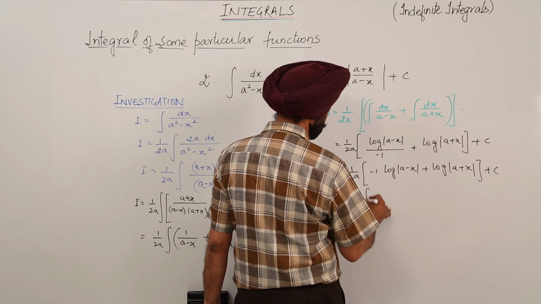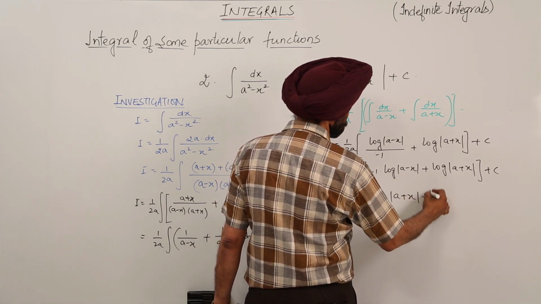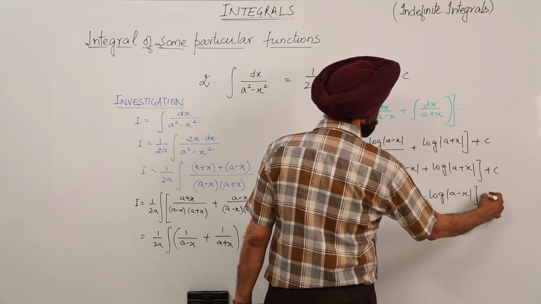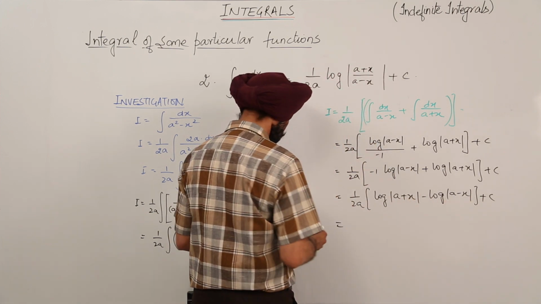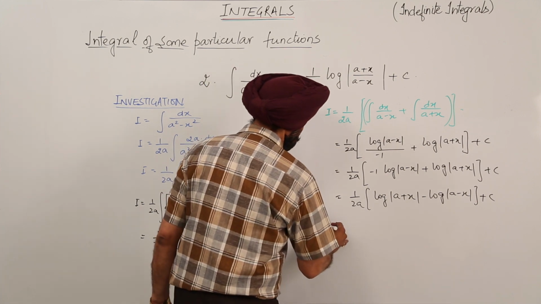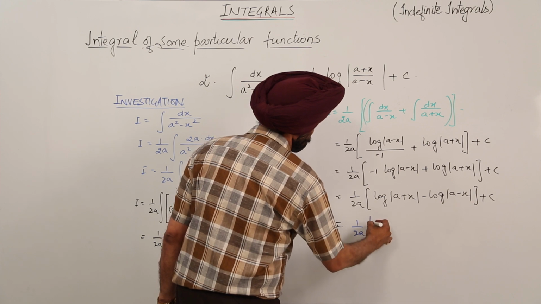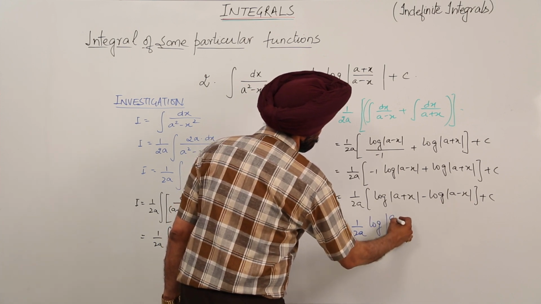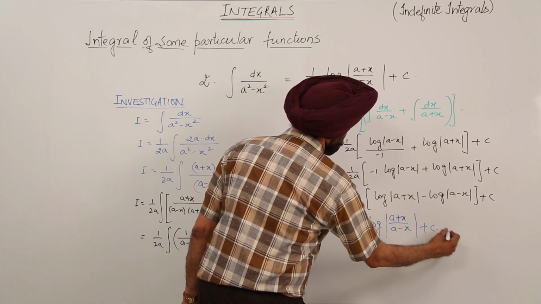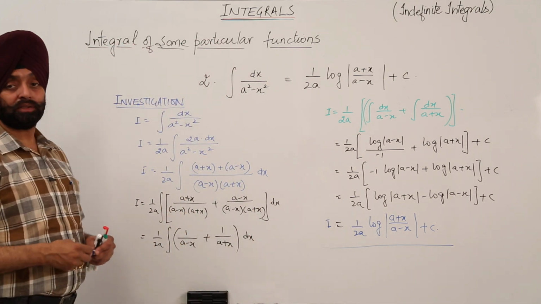1 upon 2a log a plus x minus log a minus x plus c, and finally we are having I is equal to 1 upon 2a log a plus x upon a minus x plus c. Proved. Okay. So, this is the second derivation.